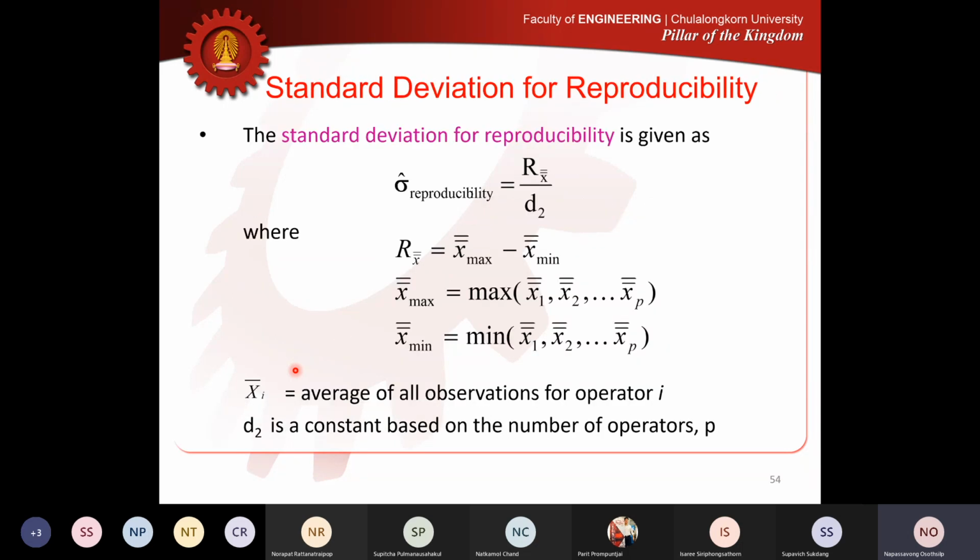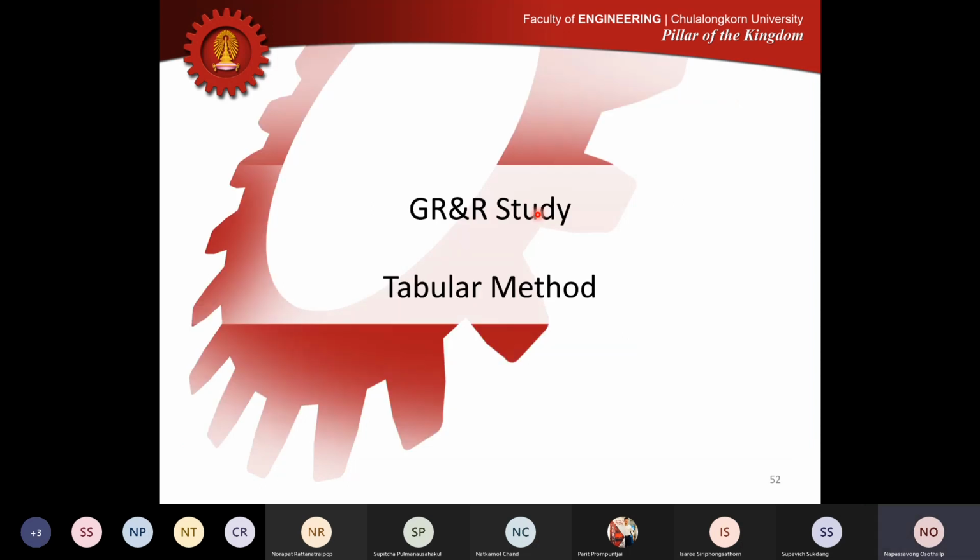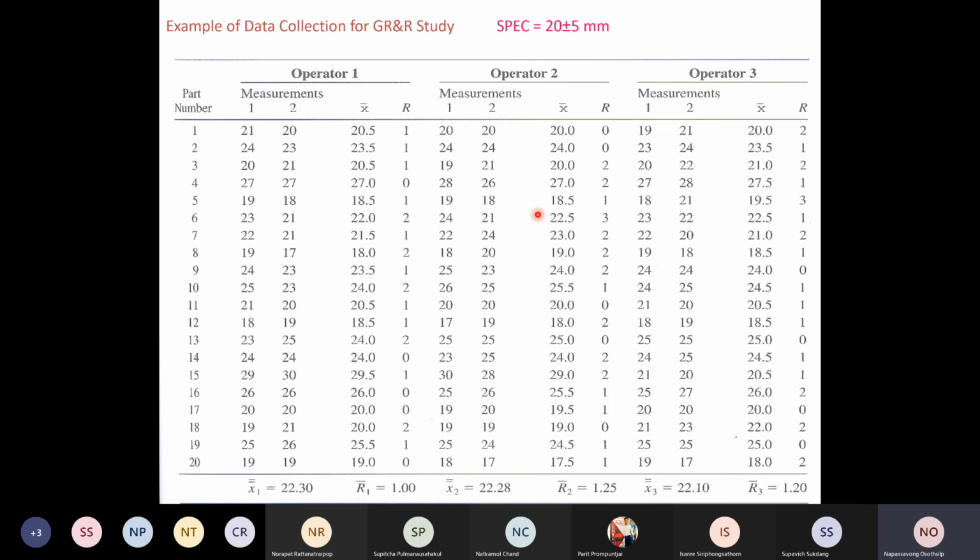Next we will calculate sigma reproducibility, which is R of x bar divided by a constant D2 again. But now, R of x bar, you know that reproducibility tells you performance regarding different operators. So the easiest way to quantify this is to calculate what we call x bar of each operator, like operator 1. Operator 1 measures 20 parts 2 times each, right?